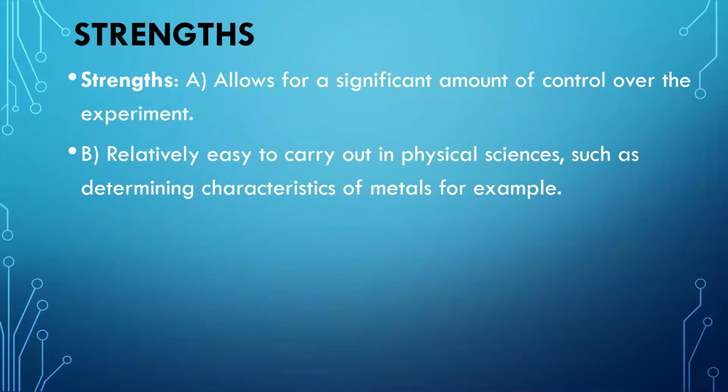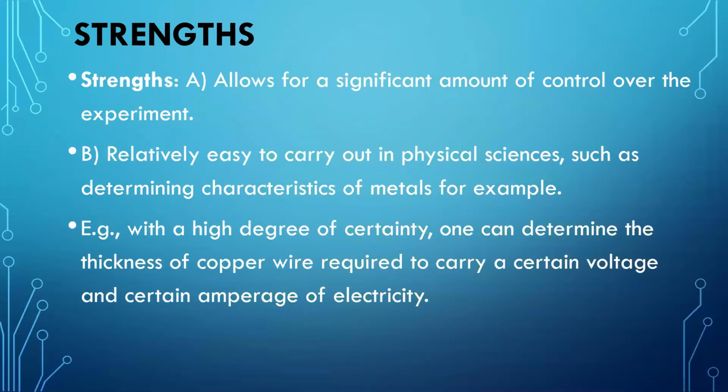You can carry these out in the physical sciences as well. So for example, determining characteristics of metals. With a very high degree of certainty, you can determine the thickness of copper wire required to carry a certain voltage and a certain amperage of electricity, and you can set up the experiment and do this with great certainty in the physical sciences.